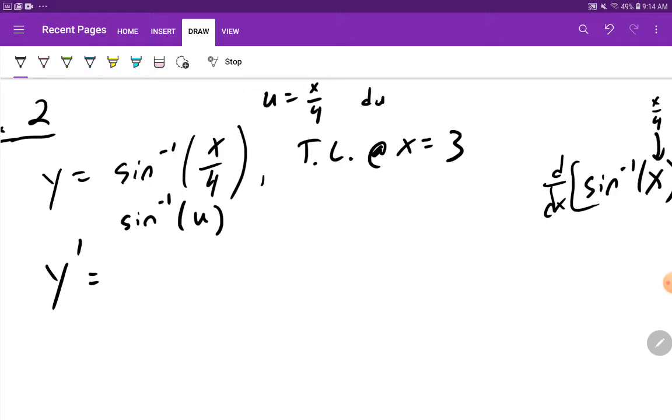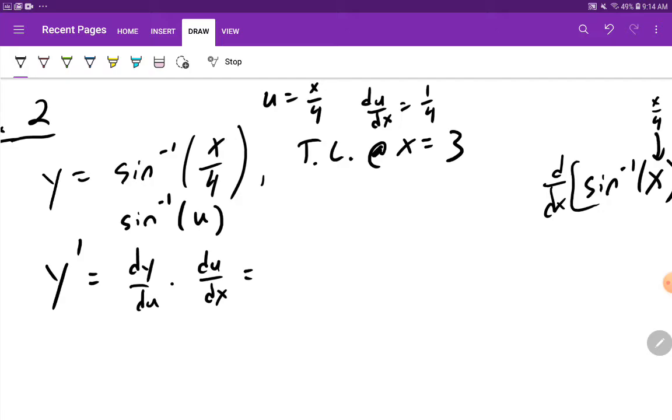And we know du dx is just 1/4. Right? And we're going to need that. So the derivative is going to be dy du times du dx, since there's just one chain, or I guess 2 chains. I always screw that up.